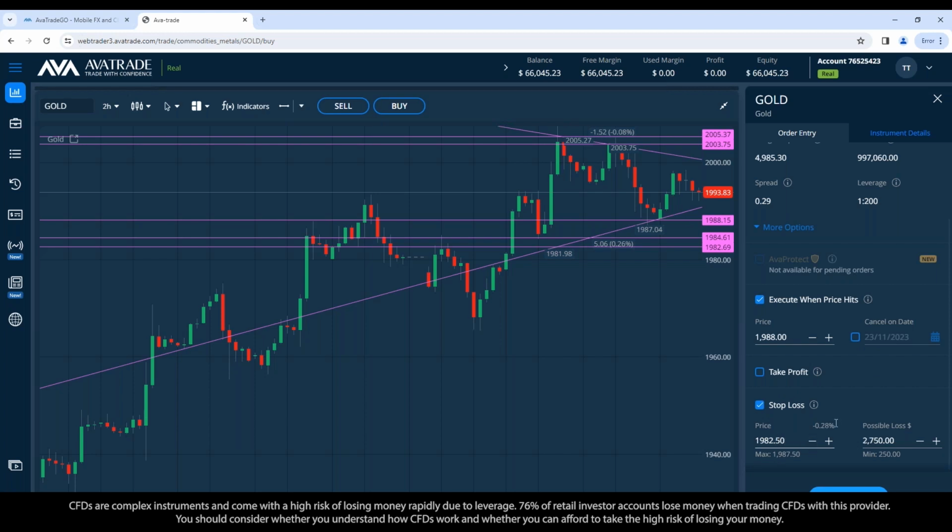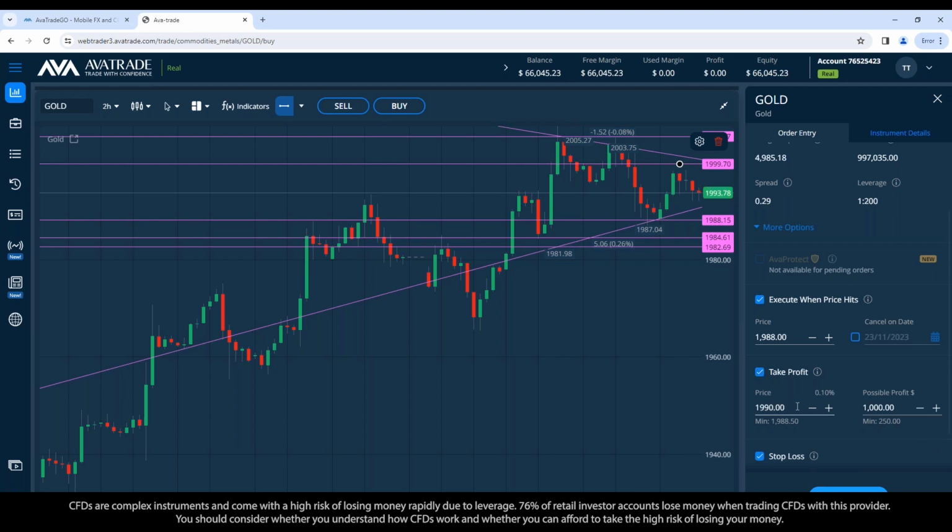For a stop loss, and then take profit would be before the resistance up here. Okay, the resistance is at about 2005, so maybe we'd be looking at just below 2000 might make sense because that's an even number, 2000. So if we say take profit at 1999, then it doesn't have to break 2000 to hit the take profit.